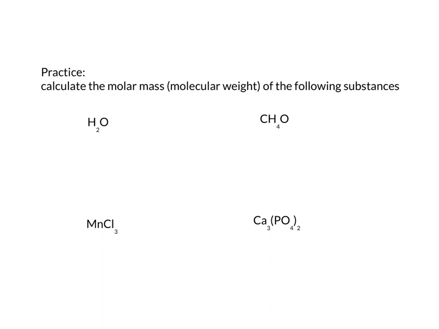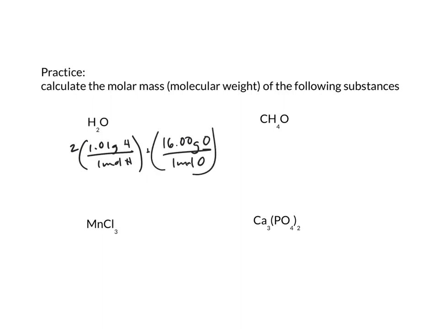Okay, so let's take a look at water. Water is H2O. I know that I have 2 hydrogens, and each hydrogen has an average mass of 1.01 grams of hydrogen per 1 mole of hydrogen. I'm adding that, and I know that oxygen has an average mass of 16 grams of oxygen for every 1 mole of oxygen. So when I put that in my calculator, I get that the molecular weight, or molar mass, of H2O is equal to 18.02 grams per mole of water.